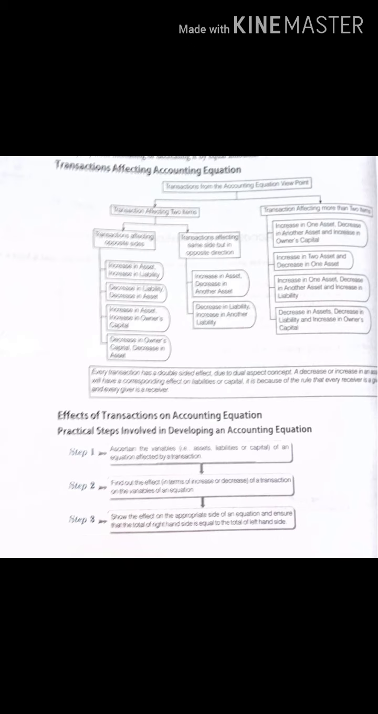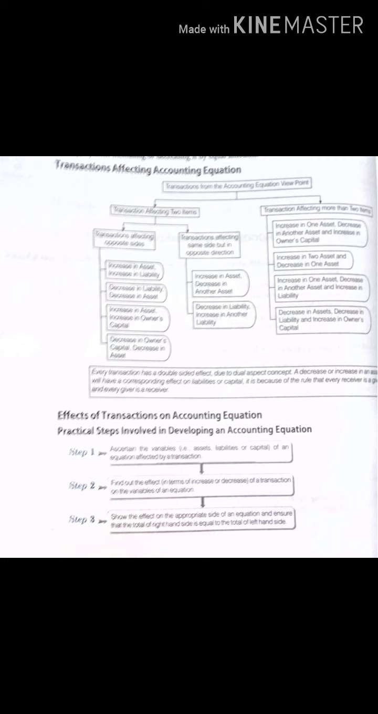Now before starting this, I want everyone to take a pencil, pen or copy so that you can make this table. Okay. Now here I am going to show you the classification of transactions affecting the accounting equation. Now what is it? Transactions from the accounting equation viewpoint. Now with the accounting equation viewpoint, every transaction is divided into how many parts? Two parts. First is transaction affecting two items. That means only it is affecting two items. Now second is transaction affecting more than two items.